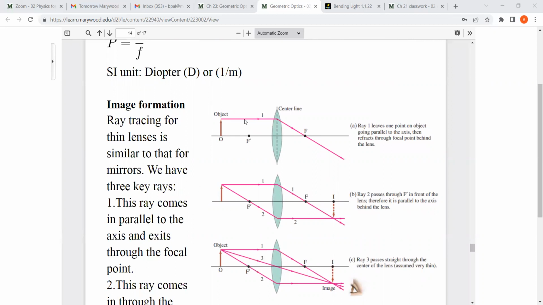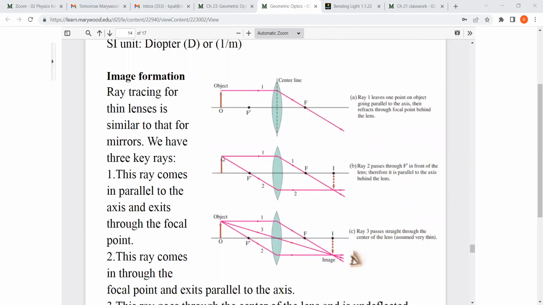So when parallel rays strike the lens, it refracts and it meets the focal point on the other side. Okay, so here you see it meets on the other side. Okay, now, so this you already see, this is one.